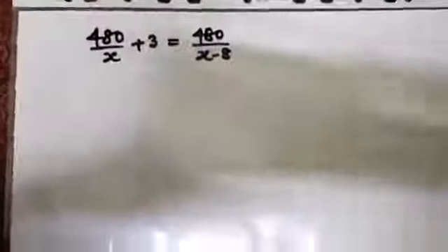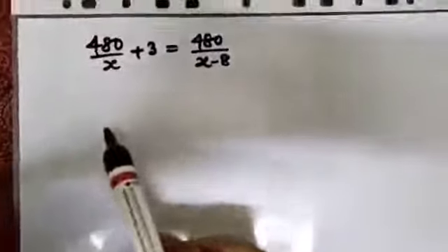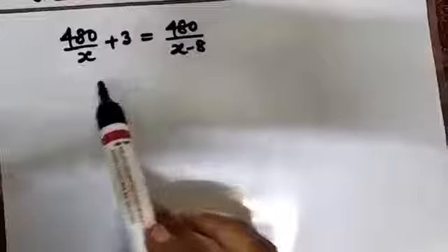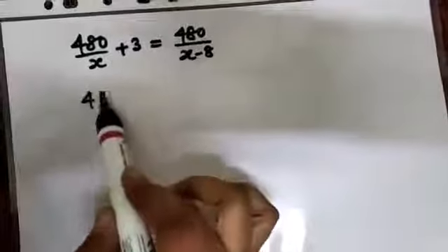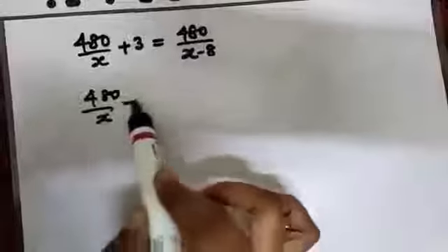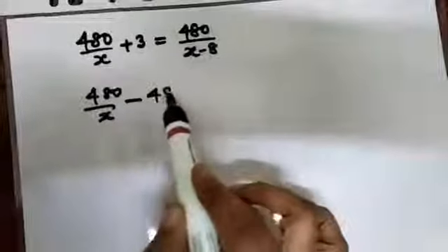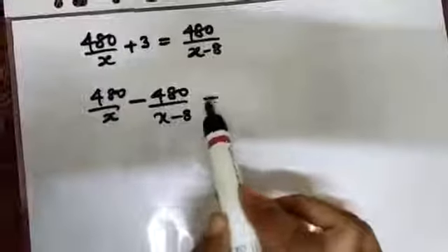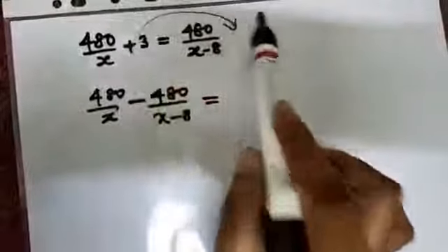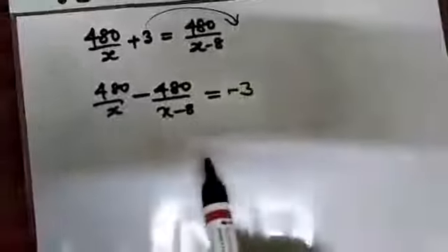Now let's start solving this equation. Whenever you see this type of problem, try to collect all the x terms together. So I'll collect all the x terms together. Here I'm writing 480 by x minus 480 by x minus 8 equals to, and this plus 3 I am transposing here, it becomes minus 3.